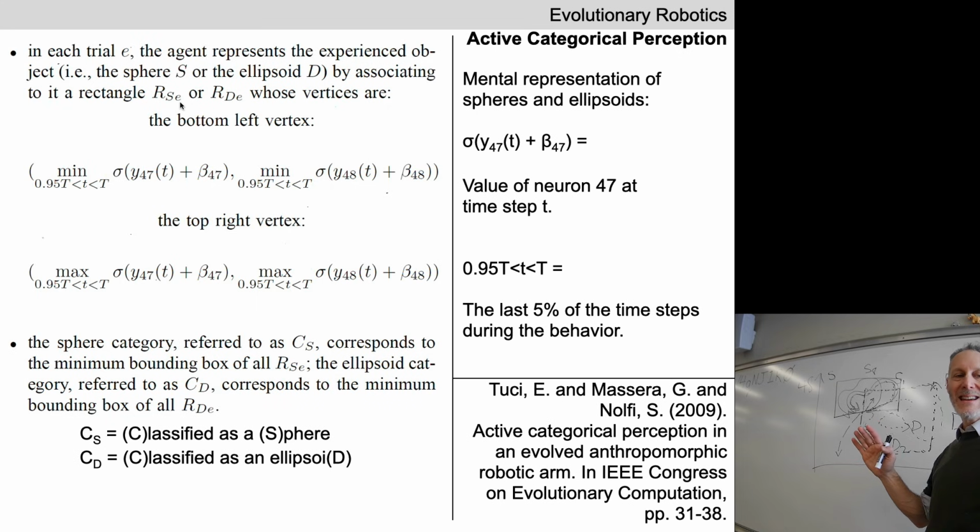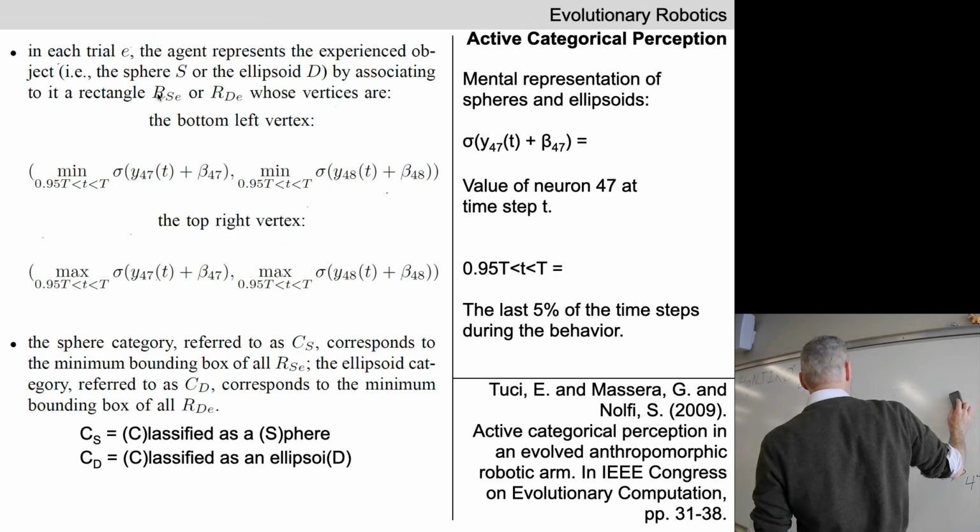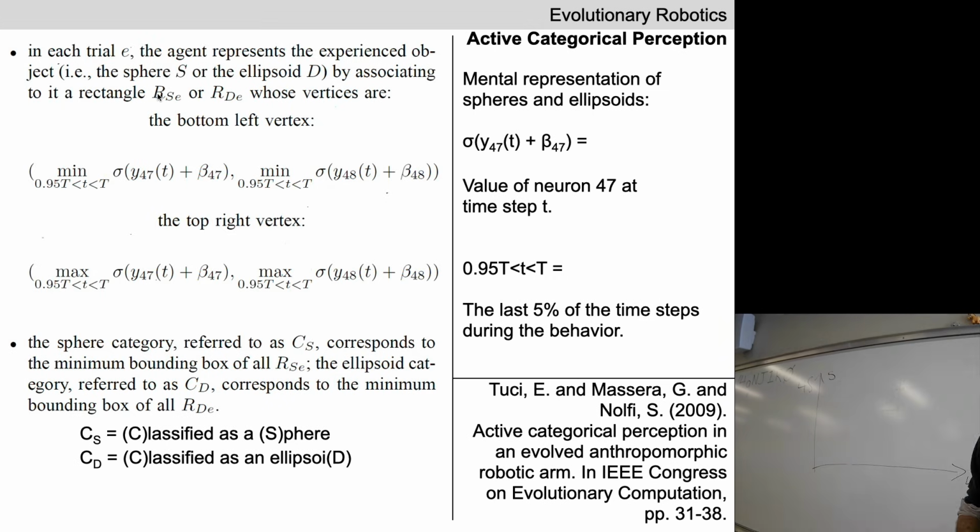So this is the E'th sphere. This is the E'th ellipsoid. And R sub S sub C is the rectangle that they're going to put around. This has gotten too messy. Let me draw it again. They're going to put an individual bounding box around each individual trajectory.